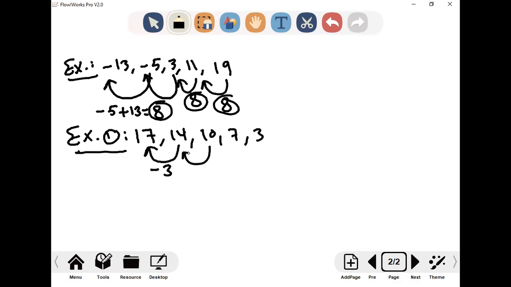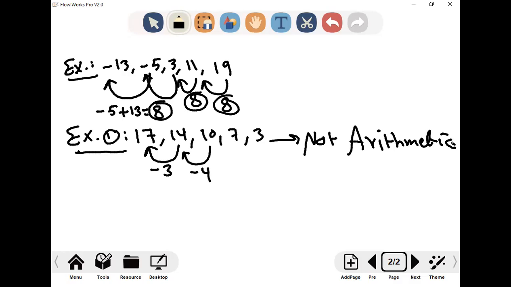Come on, 10 minus 14 is minus 4. We have different values here, right? They are different. So it is not arithmetic, no need to continue. Once you find different values in the subtraction, it is not arithmetic. The values should be what? Equal to make it arithmetic.